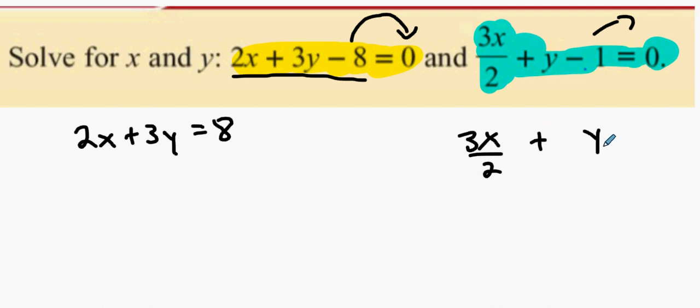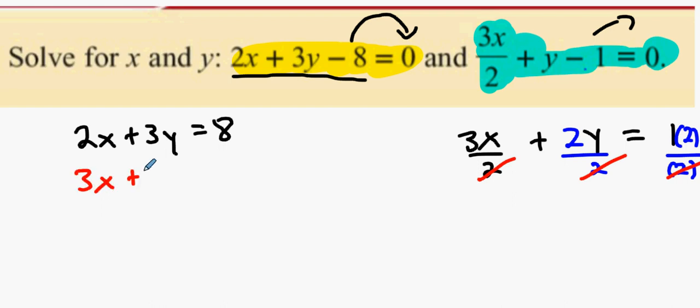But there's an additional problem with the second one. Can anybody tell me what the additional problem is? So anybody, what can we do with the fraction situation? Yeah, lowest common denominator is 2. So 2 on the bottom, 2 on top, 2 on the bottom, 2 on top. So for those of you that missed that, we had 3x over 2 plus y equals 1. We said the 2 was a problem. So then we multiplied the y top and bottom by 2. Then we multiplied the 1 top and bottom by 2. What this essentially does is it gets rid of the denominators. And we're going to be left with 3x plus 2y equals 2.